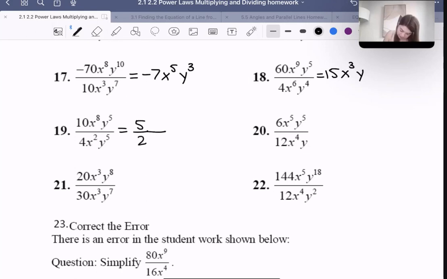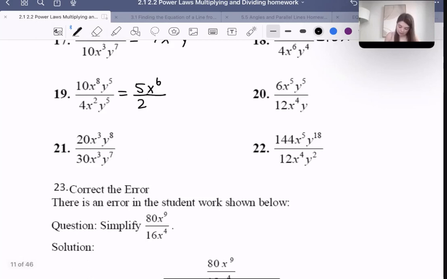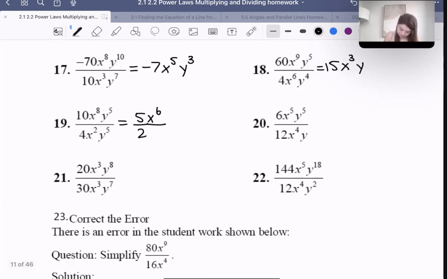And then if we have x to the power of 8 in our numerator and x squared in the denominator, and we do 8 minus 2, we get 6. That's x to the power of 6. And then we have y to the power of 5 for both, so these just cancel each other out.